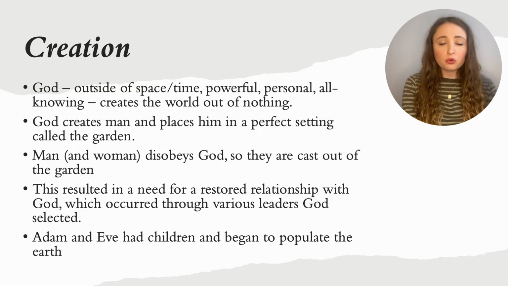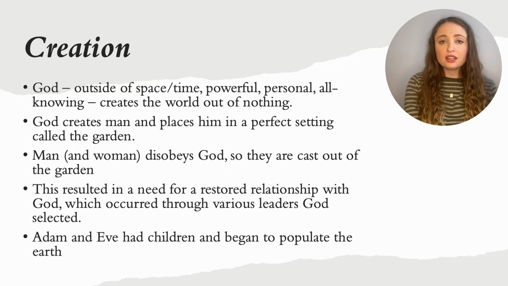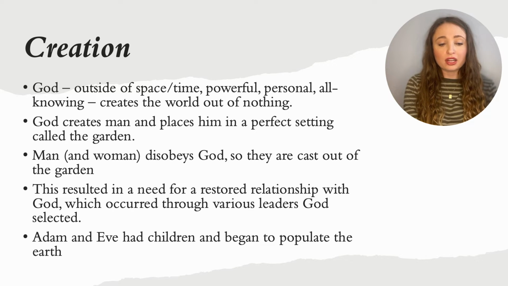So, we'll start from the beginning with creation. And this consists of the story or the history that God, a God that is outside of space and time, a God that is all powerful, all personal, all knowing, this God creates a world out of nothing. So he not only creates this world in a 7-day account that you find in Genesis, but he creates man and he places him in a garden, and it's a perfect setting. It's where there is no sin, no brokenness, nothing bad.